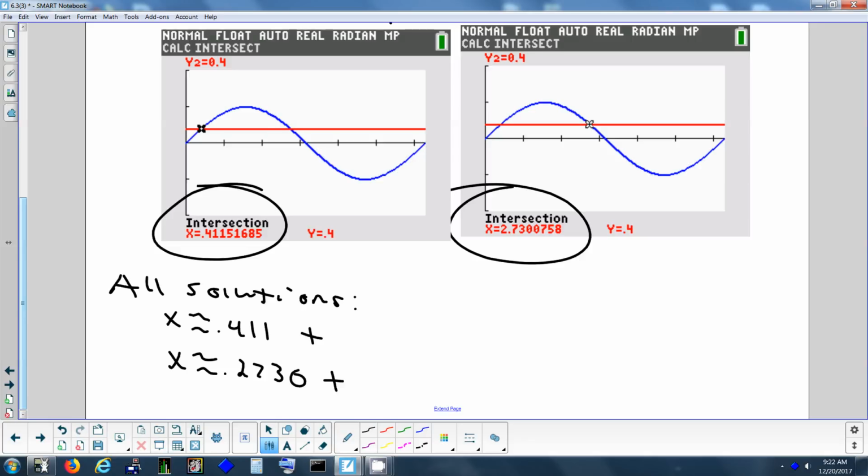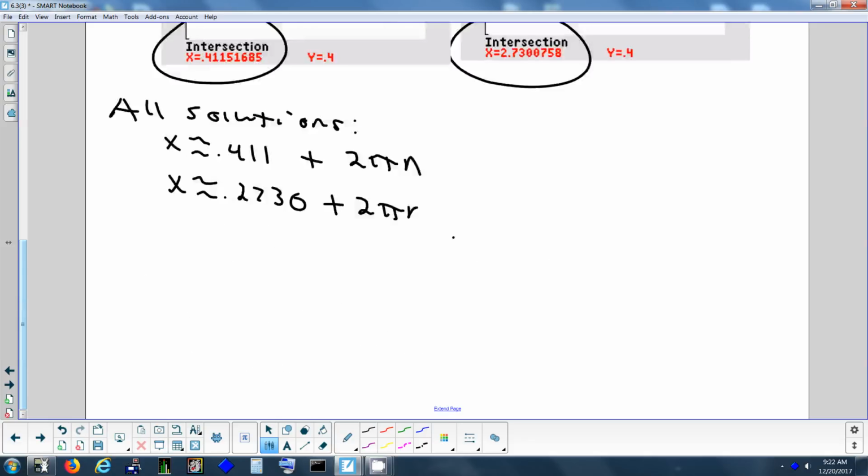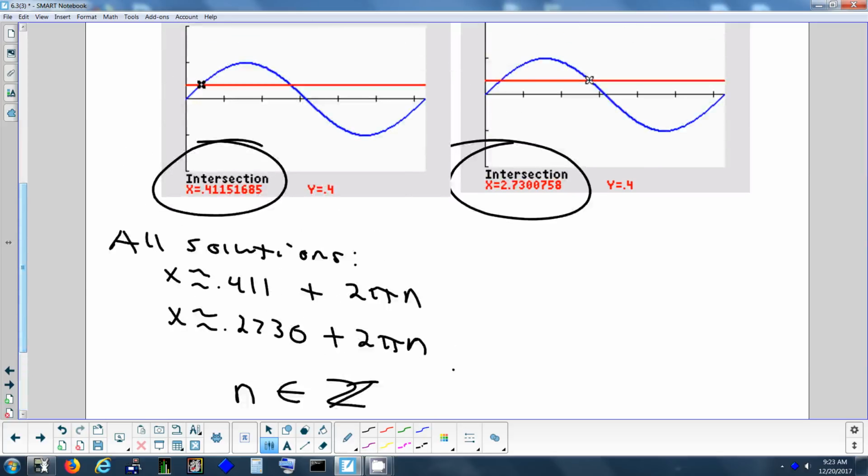You could do 0.411 plus 2 pi times n. Exactly. Plus 2 pi times n, where n is an integer. So you could add 2 pi times 1, 2 pi times 2, 2 pi times 3, 2 pi times 50. But you can also subtract too. Integers can be negative. So you could take that answer and subtract 2 pi and get the answer before the first cycle.